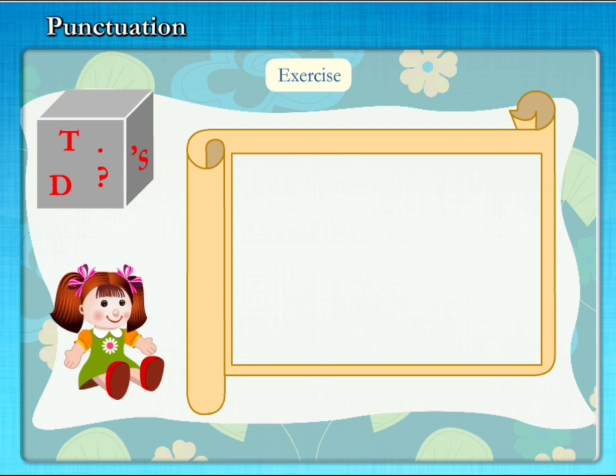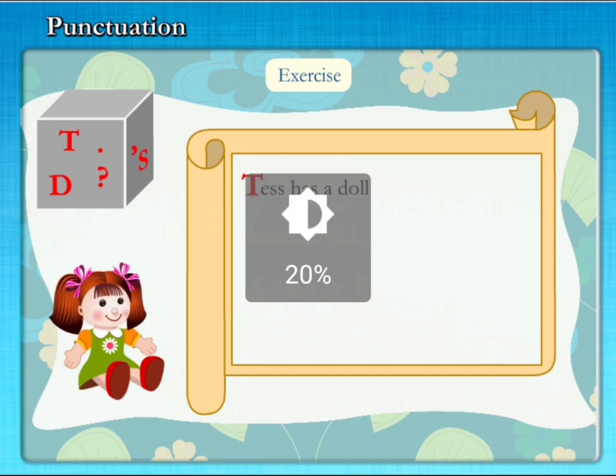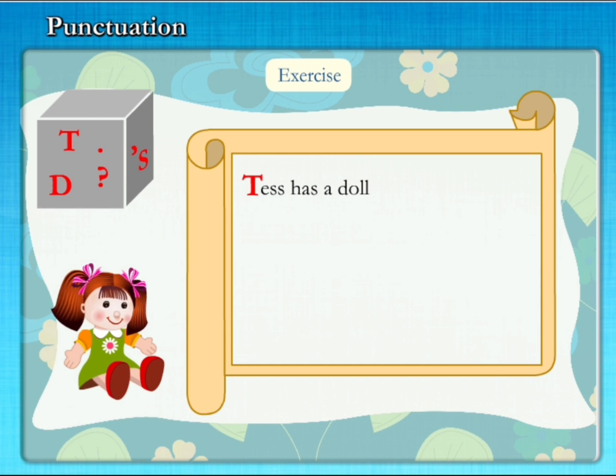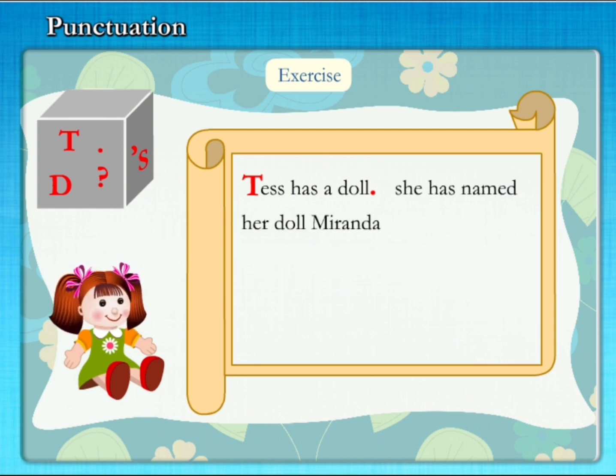Which punctuation marks should we put in the first sentence? At the start of the first sentence, we begin with a capital T. So, Tess will begin with a capital T. The sentence will end with a full stop, placed after doll. Which punctuation marks should we put in the second sentence? In the second sentence, we write the S of she as a capital letter and end the sentence with a full stop. We place the full stop after Miranda.